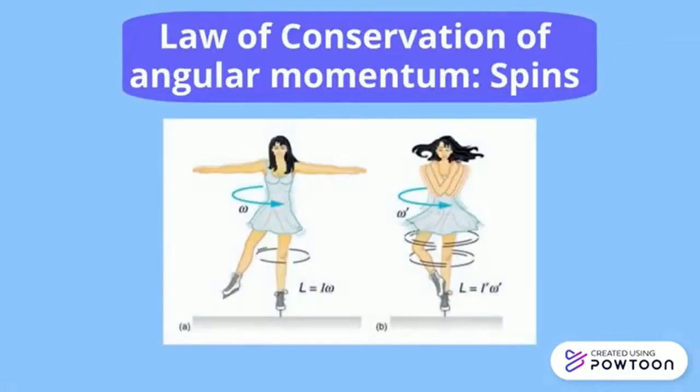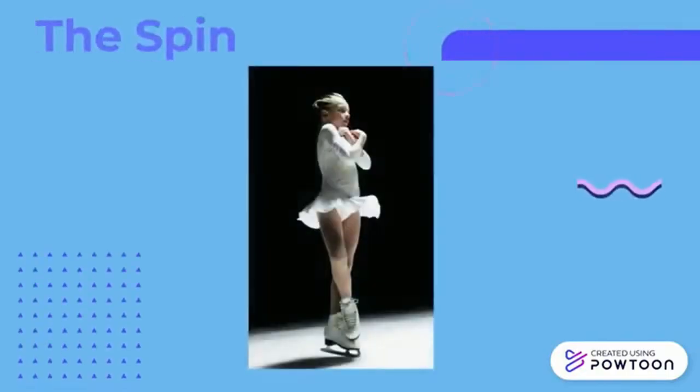This law states that when no external torque acts on an object, no change in angular momentum will occur. Angular momentum is equal to rotational inertia multiplied by angular velocity. This is represented by the formula L is equal to I omega. In the case of a skater performing a spin, there is negligible net torque due to the little friction between the skates and the ice. Therefore, angular momentum is conserved.